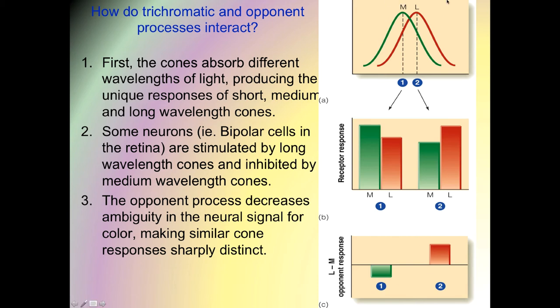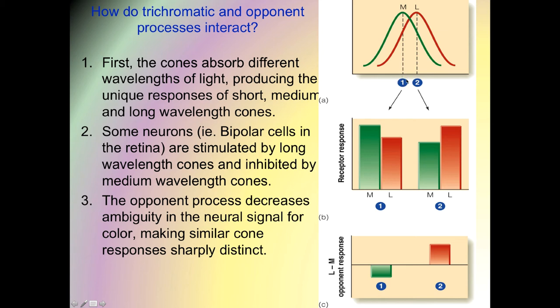Once the cones do their thing and create their unique pattern of neural activity, then other neurons, for example, bipolar cells in the retina, will react differently to stimulation by, say, long wavelength cones versus medium wavelength cones. So for example, a bipolar cell might be excited by long wavelength cones but inhibited by medium wavelength cones. And so let's take this example.